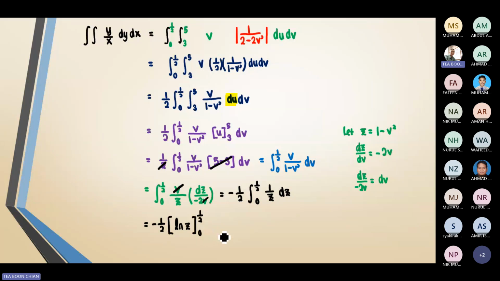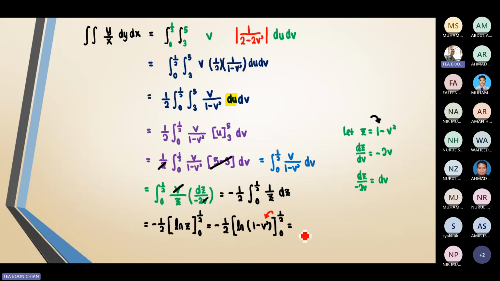Now, whenever you perform the integration, do not forget in the end to replace the variable z back into v, because originally z is 1 minus v squared. So now I will return z into ln in the bracket 1 minus v squared. Now you can properly substitute 1 over 2 and 0 into the integrand.